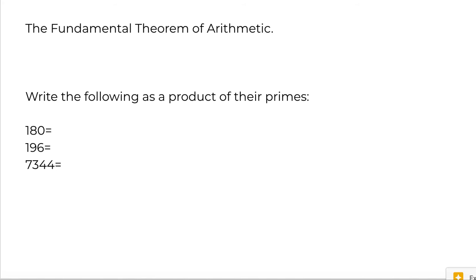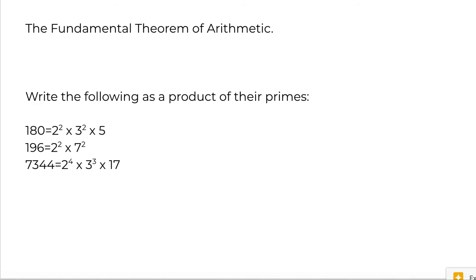Okay, let's look at the answers. So 180 can be written as 2 times 2 times 3 times 3 times 5. So it's essentially 2 times 90, then 4 times 45, and so on. 196 is 14 squared, so that is 2 times 2 times 7 times 7.